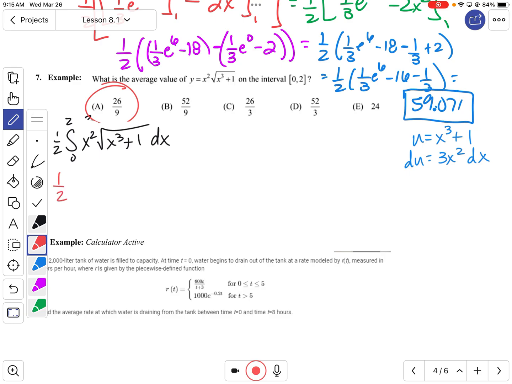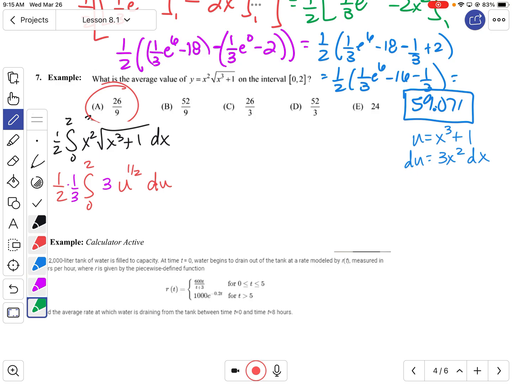So what I'm going to do, 0 to 2, x squared, nope, taking that out. x squared dx is my du. x cubed plus 1 is my u, and I'm going to raise it to the 1/2. This is where we balance the 3. So we put a 3 in there and a 1/3. So you're still going to have to do that part, because it's missing. But I can simplify the integrand.